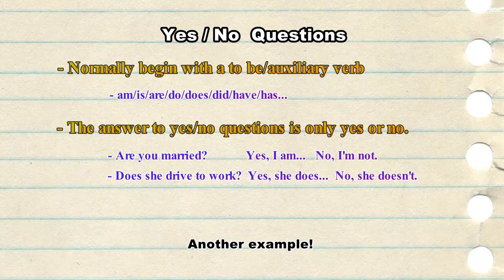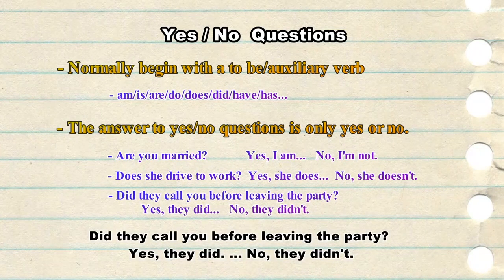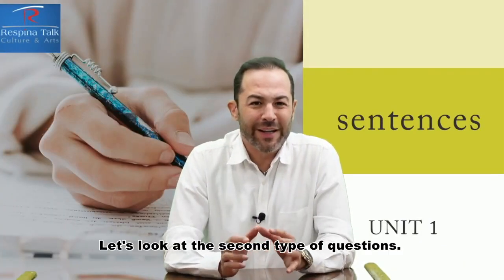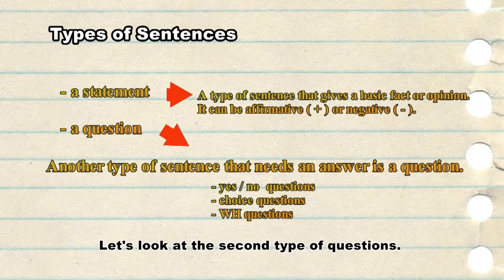Another example. Did they call you before leaving the party? Yes, they did, or no, they didn't. So that's another yes/no question. Now, let's look at the second type of questions.